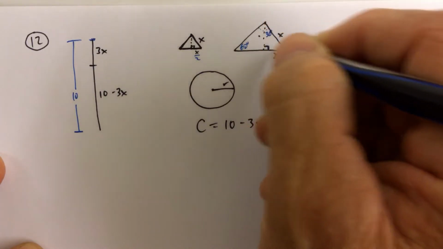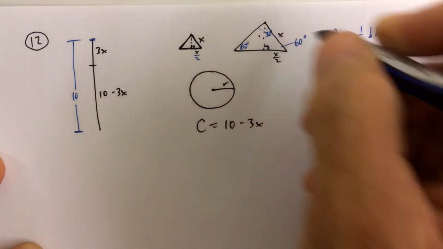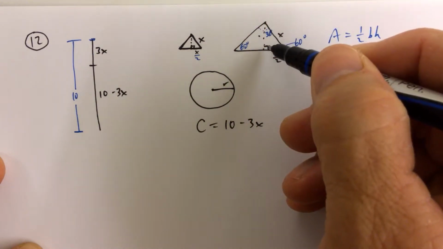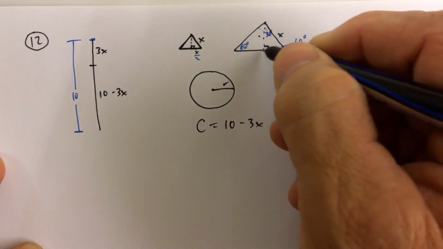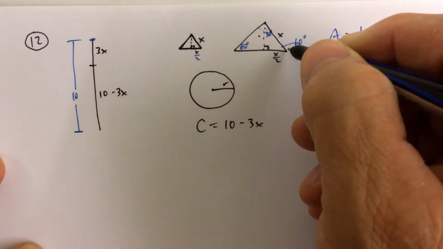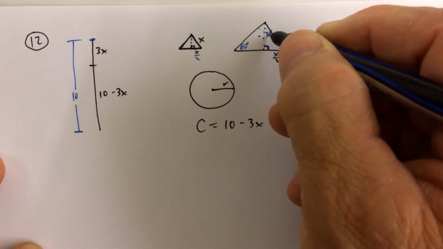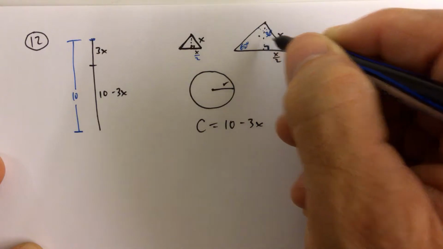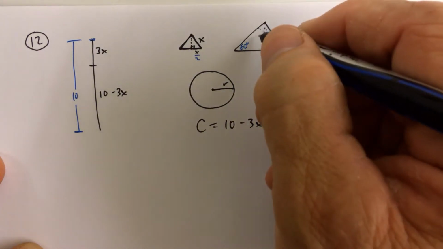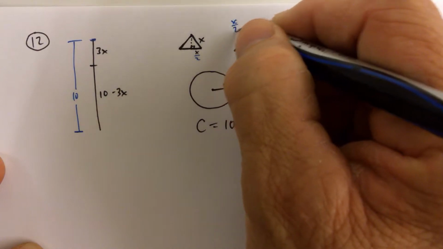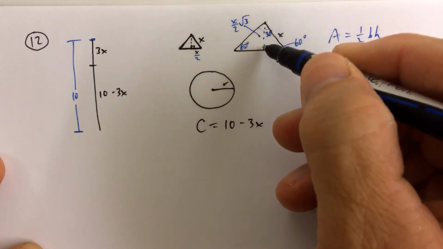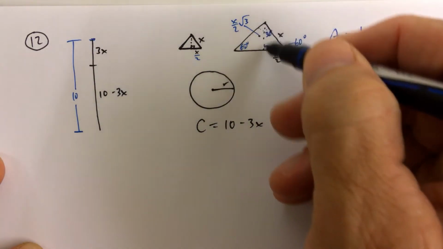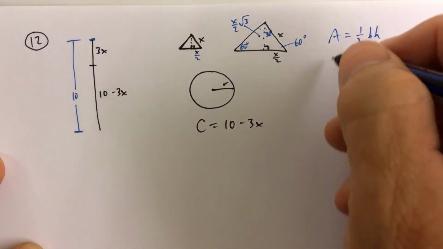So inside the equilateral triangle, we have a right triangle. That's a 30, 60, 90 right triangle. And if you remember from geometry, the shorter leg of a 30, 60, 90 right triangle is opposite the smallest angle, the 30-degree angle. The longer leg is always the shorter leg multiplied by radical 3. So radical 3 times x over 2 would be the height of the right triangle, which would be the height of the equilateral triangle as well.